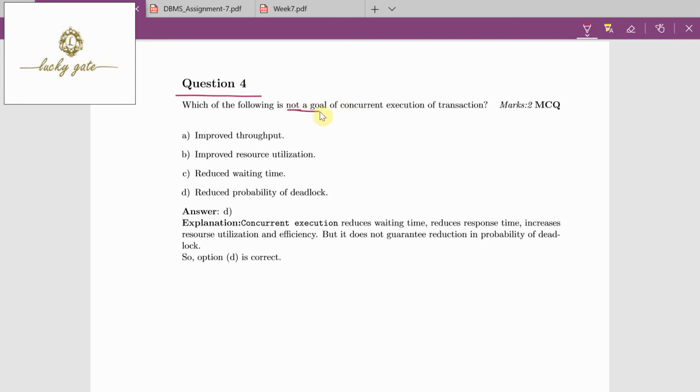Which of the following is not a goal of concurrent execution of transactions? Not a goal. Keep in mind, not a goal. Option A says improved throughput, improved resource utilization, reduced waiting time, reduced probability of deadlock. Actually, concurrent executions are required for improving throughput, resource utilization, and reducing waiting time. But concurrent execution does not have a goal of reducing the probability of deadlock. So option D is the answer.